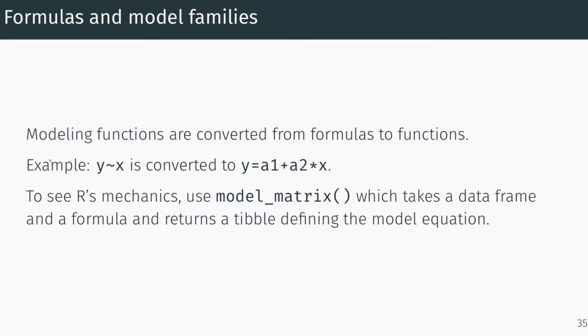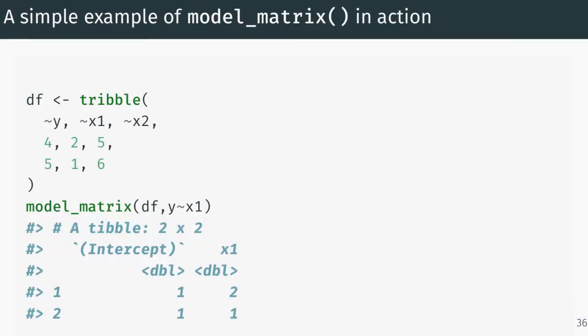Now the modeling functions that we use are converted from formulas that we actually write out in R into functions like this. And we can see the mechanics of what R is doing by writing out a formula and a data frame and getting a matrix back that shows the model equation. So let's do that. Here's an example of a simple data frame and a simple model. And model matrix returns this matrix for this model. And sometimes you need to be able to see this.